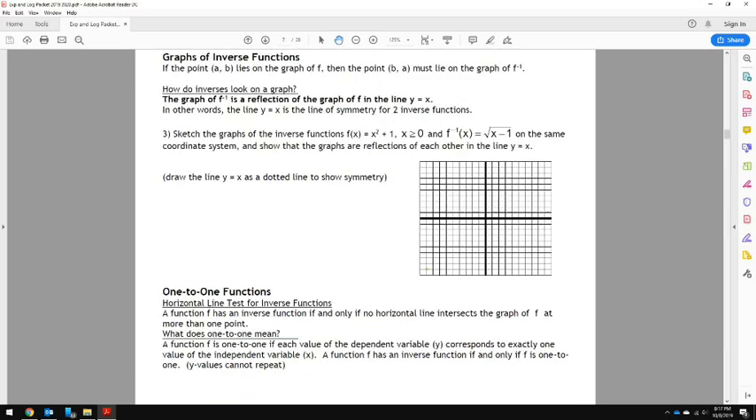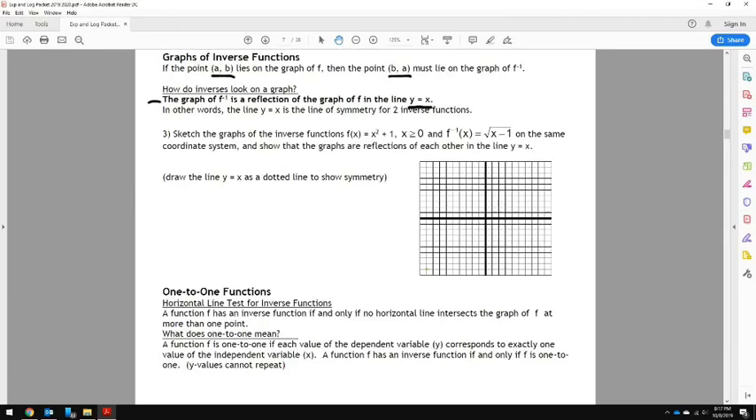Okay, so we're going to want to talk about graphs of inverse functions. As it starts off saying, if the point (a, b) lies on the graph of f, then the point (b, a) must lie on the graph of the inverse of it, talking about before when we flip the coordinates. How did inverse look on a graph? The graph of f inverse is a reflection of the graph of f along y equals x. In other words, the line y equals x is a line of symmetry for two inverse functions. So let's dive in and see what that talks about.